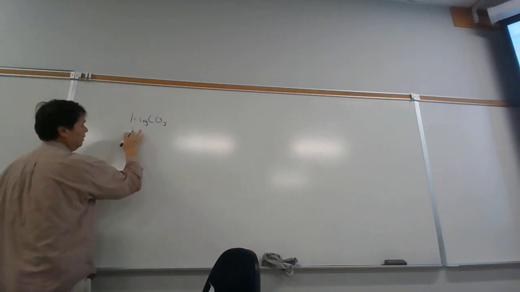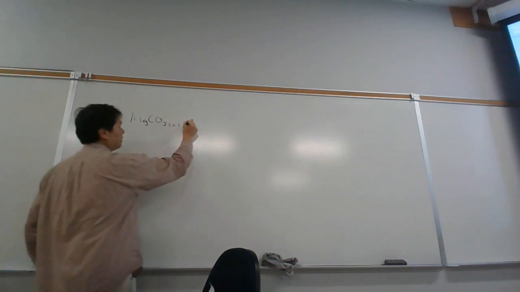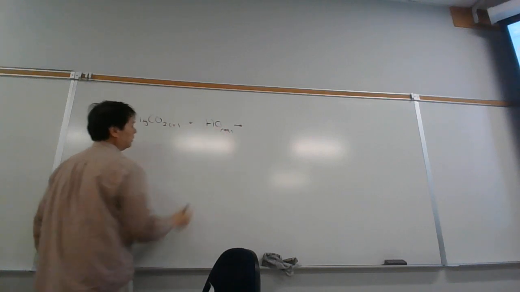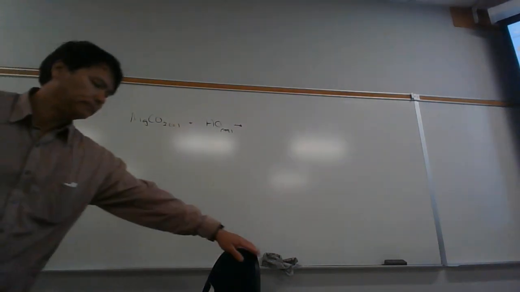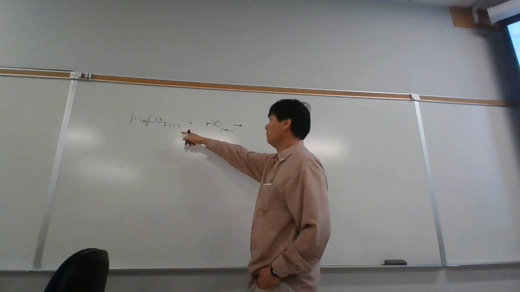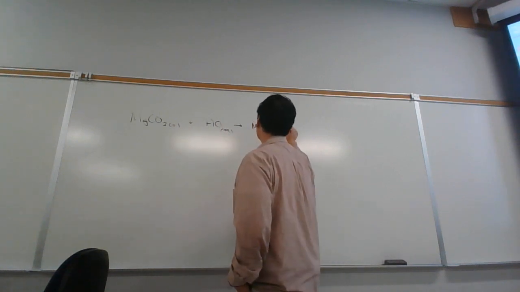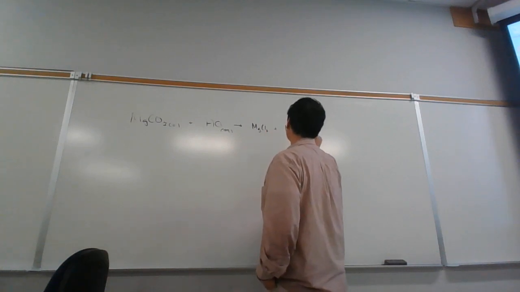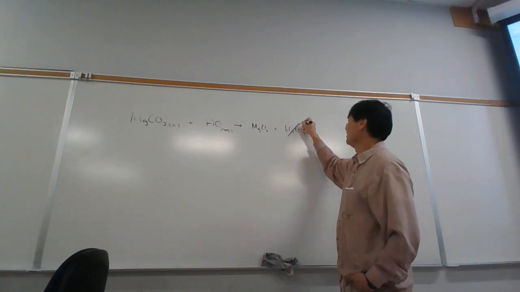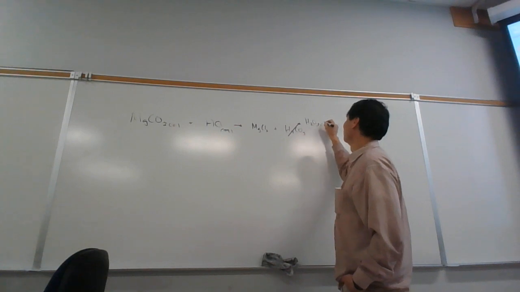Magnesium carbonate. Carbonates are all insoluble except for group 1 and ammonium, so this will be solid. And then acids are going to be aqueous. And this is going to yield what? It's going to yield magnesium chloride plus carbonic acid. And then we know carbonic acid is unstable and decomposes into H2O liquid and CO2.